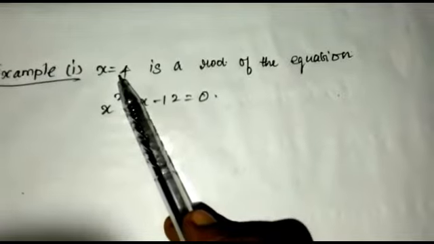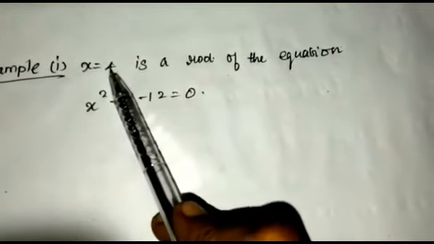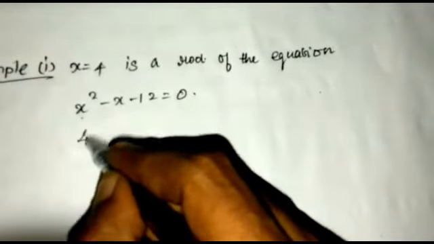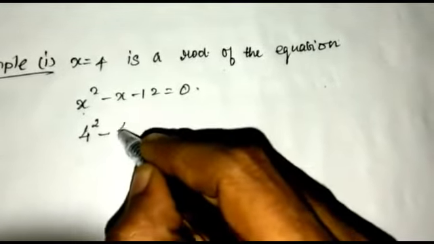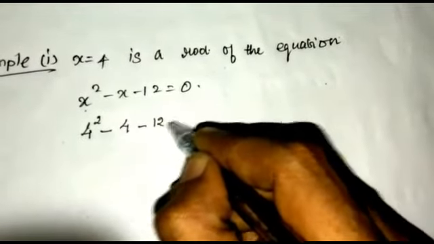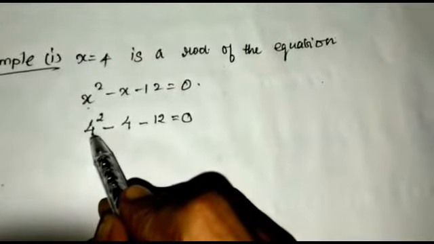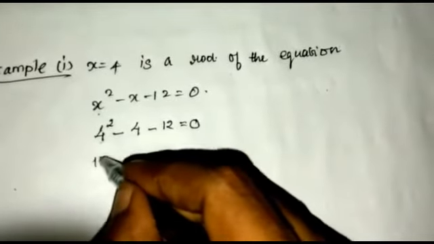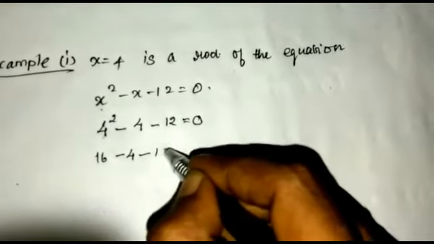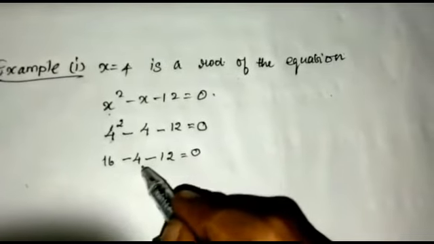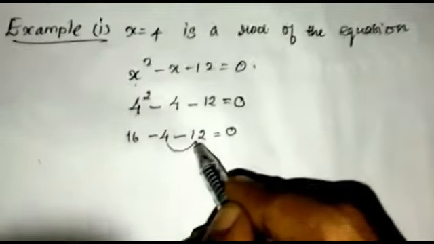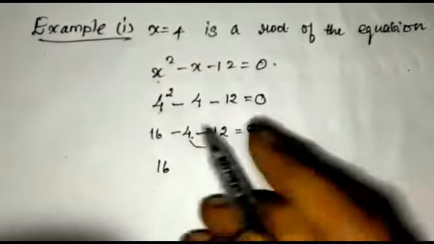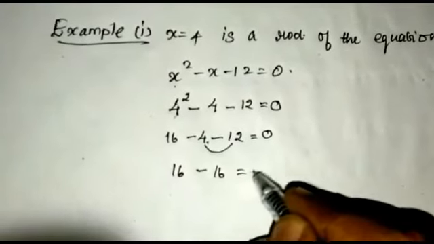So you have to replace x with this value. Just substitute the given value for x. In the place of x I am substituting 4. So 4 square minus 4 minus 12 equal to 0. 4 square is nothing but 16, 4 into 4 is 16, minus 4 minus 12 is equal to 0. Now these two numbers are negative, so first you add these two numbers. So 16 minus 4 minus 12 is nothing but 16 minus 16.